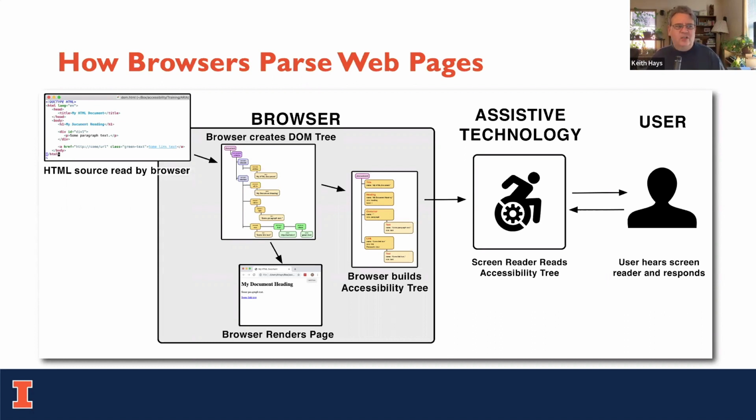So screen readers do not interact directly with the web page that's rendered. So what you see is not the same thing as what is being given to assistive technologies. And then the user interacts with those assistive technologies, which then interact with the browser. So we've got a few things going on.